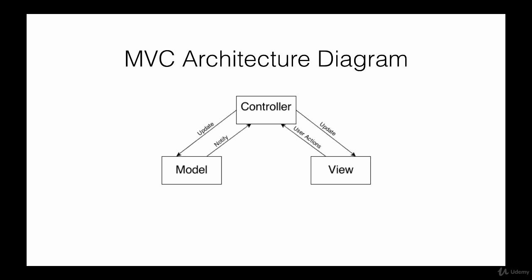It's a great architecture diagram for the MVC pattern. You can see that the model and the view never really talk to each other directly. They always use the controller in between. The controller can get actions from the view and then convert them and notify the model. If the model changes, the controller gets those notifications and it can update the view.